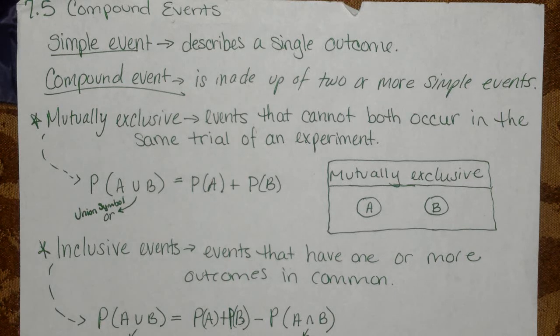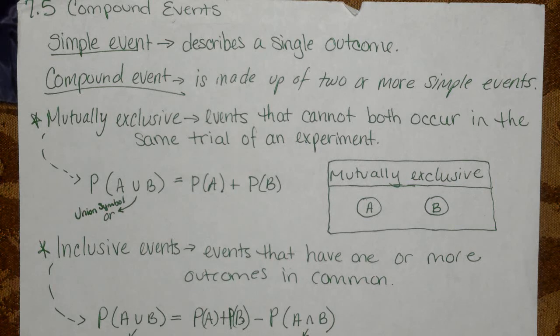Hey guys, okay, so I want to talk about 7.5, which is our compound events. In some vocabulary, a simple event describes a single outcome. A compound is two or more simple events. Now, we have a mutually exclusive event, which says it cannot both occur in the same trial of an experiment.